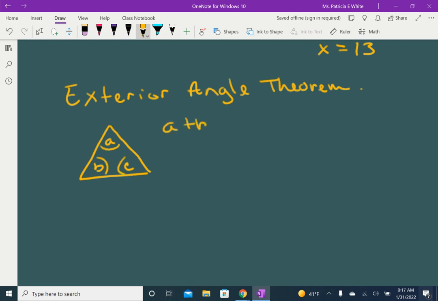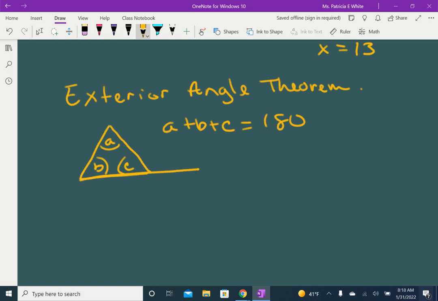A plus B plus C equal 180. So we start by remembering that it has to equal up to 180. I don't care what the triangle looks like, it will always equal 180. All right. And then we take that to the exterior. The interior and the exterior have to create that straight line.